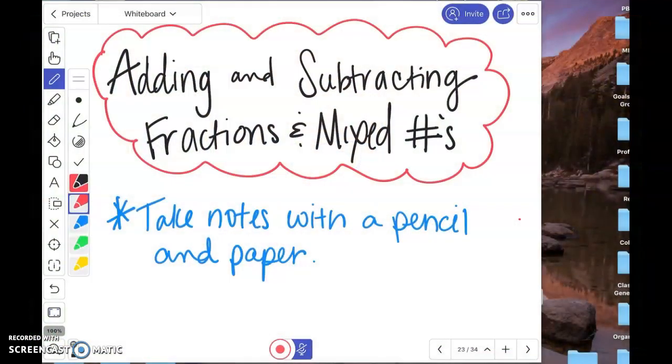Okay, we're going to be adding and subtracting fractions and mixed numbers. So let's get to it.